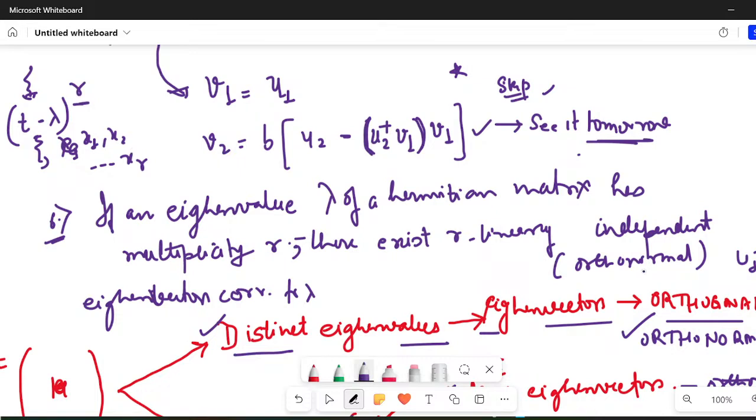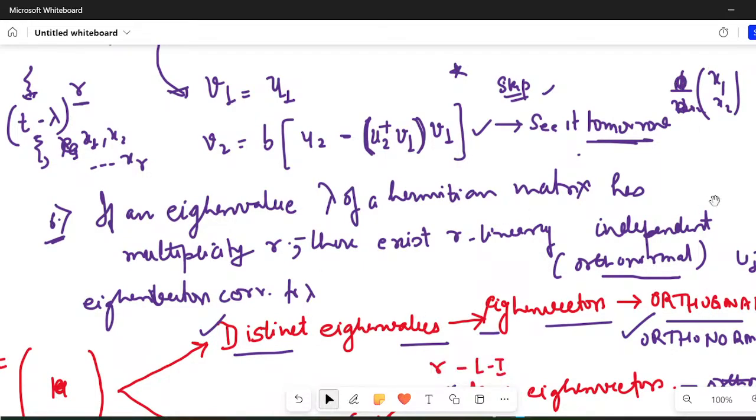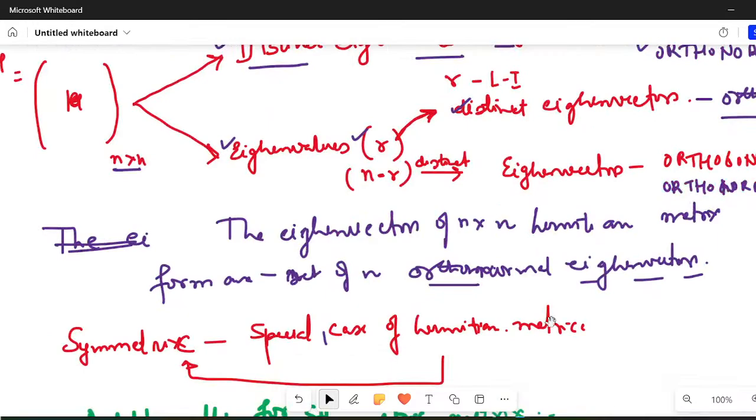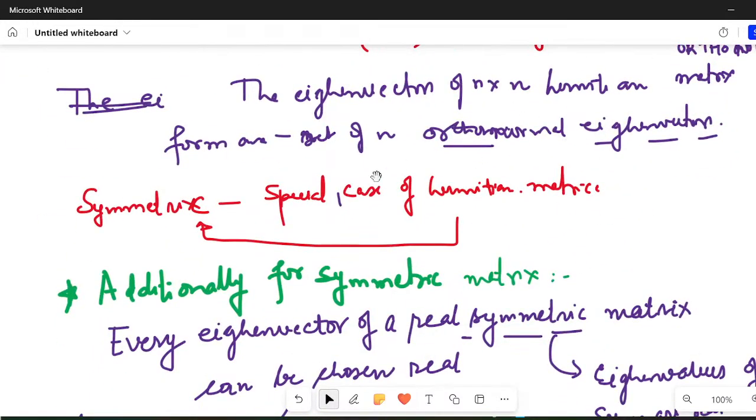You can also say orthonormal, because you can always normalize a column vector. For example, if you have a column vector x1, x2, you can always normalize it by dividing by the square root of x1 square plus x2 square. You can always normalize it to unity. So always remember that an n cross n Hermitian matrix always has a set of n orthonormal eigenvectors. Please remember, this is very important in quantum mechanics also.